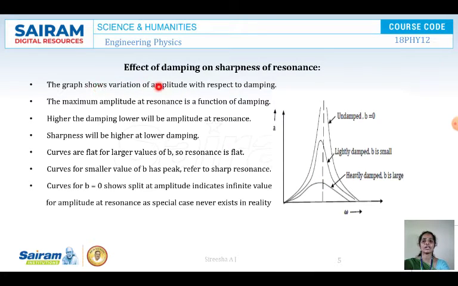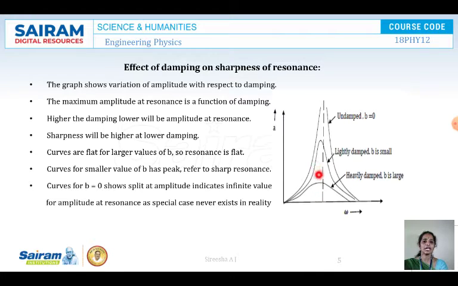The graph shows the variation of amplitude with respect to the damping. The maximum amplitude at resonance is a function of damping. You can see here that the maximum amplitude is a function of damping. Higher the damping, lower will be the amplitude at resonance. See here, damping is more, so the amplitude at resonance is lower.